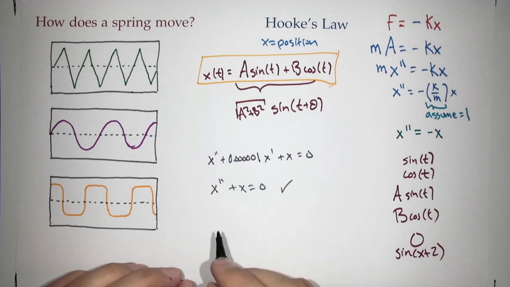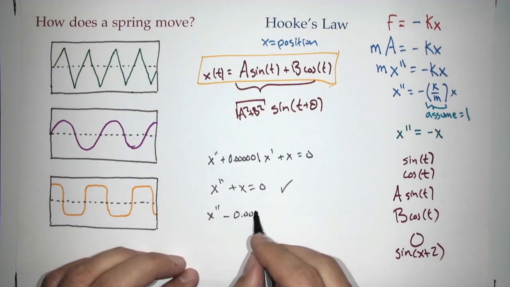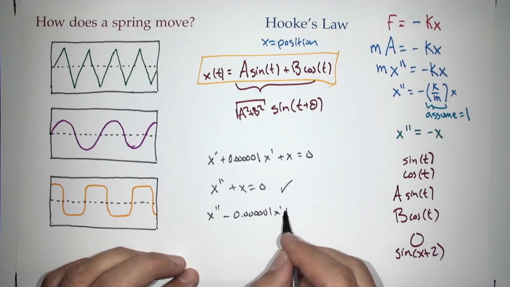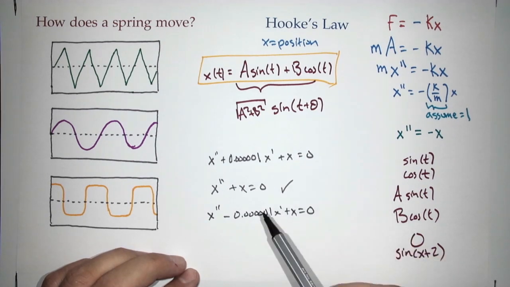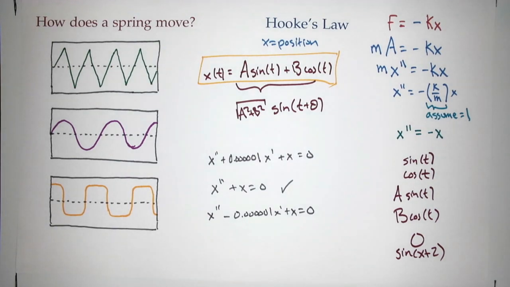Or maybe we had x double prime minus 0.00001 x prime plus x equals 0. They're so close to this. Does it matter? Does it make a difference? Can we tell? Because now we can't guess, not very easily. And I will tell you, it does make a difference.